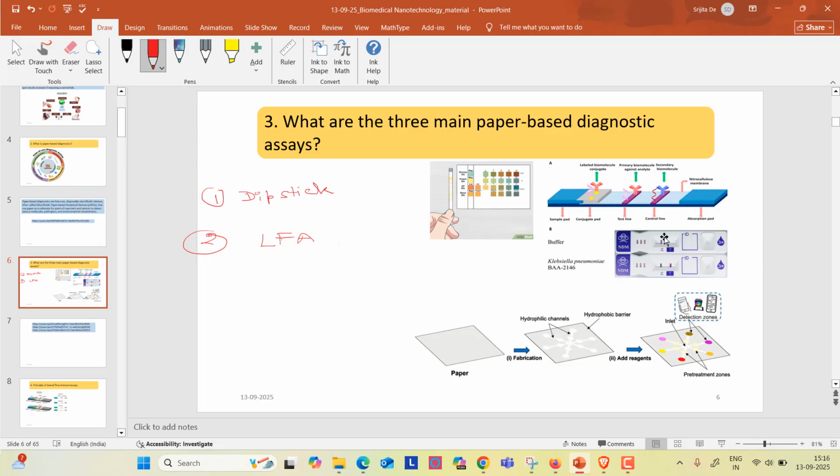So in LFA there are four pads: sample pad, conjugation pad, absorption pad, and the last one is the... what is the last one? Yes, reaction pad. Reaction pad is the third one, and absorption pad is the last one, right?